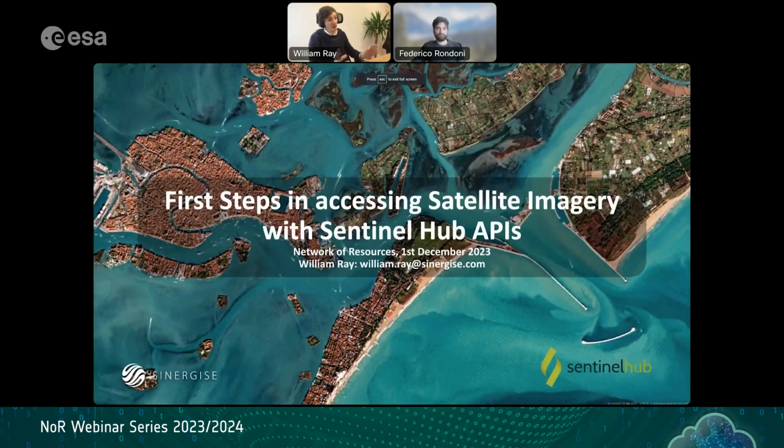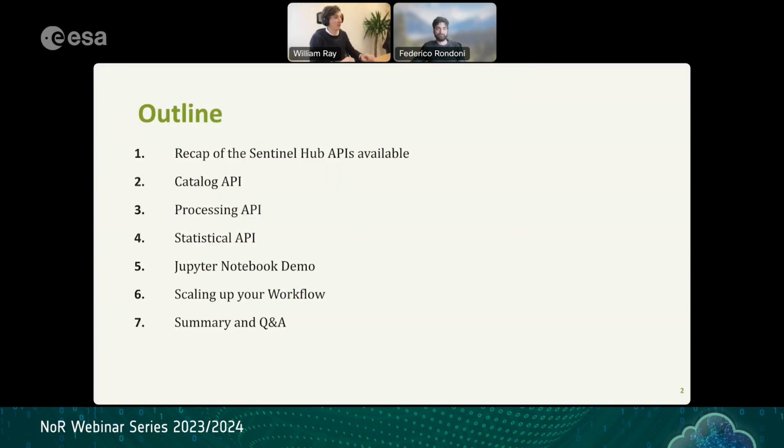Today I'll quickly recap the Sentinel Hub APIs that are available, a little bit about how they work and a bit of the concepts behind it. And then I'll go into detail about 3 of our core APIs. So Catalog API, where you can search and discover satellite imagery scenes. Processing API, which is our most commonly used API to access the imagery itself. And then Statistical API, where you can bypass the pixels completely and obtain statistics from your imagery.